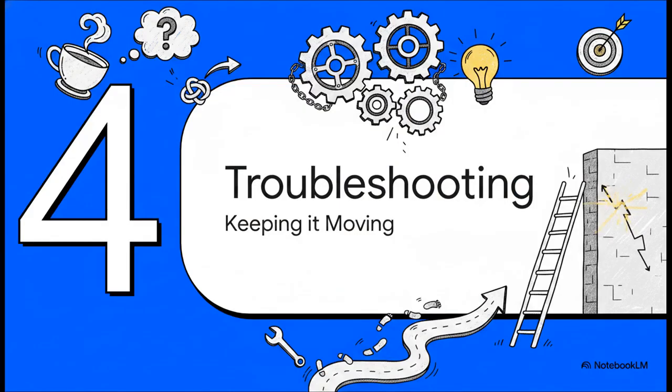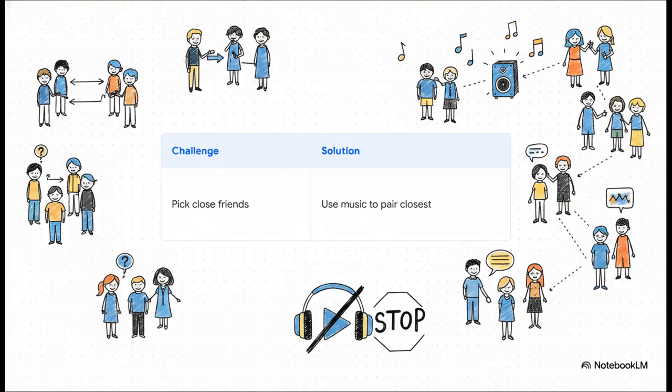Moving on to Section 4, Troubleshooting Challenges and Keeping the Party Moving. Let's be real, no strategy is perfectly seamless the very first time you run it. One very real practical hurdle is that during the mingling phase, students will almost always default to picking their close friends as partners. If they do that, they might completely miss finding their predator or prey, and they lose out on learning from the wider group.